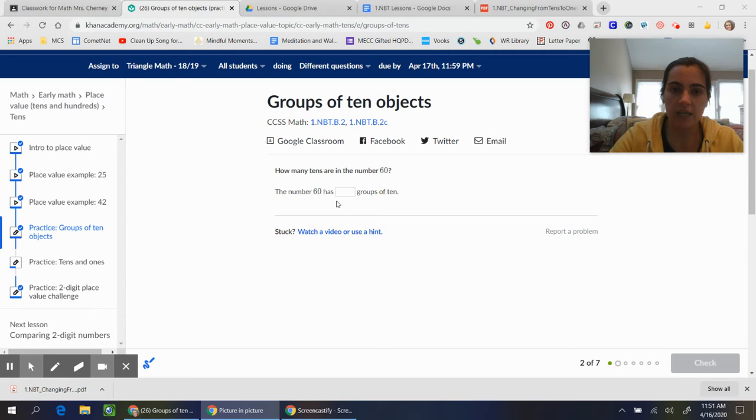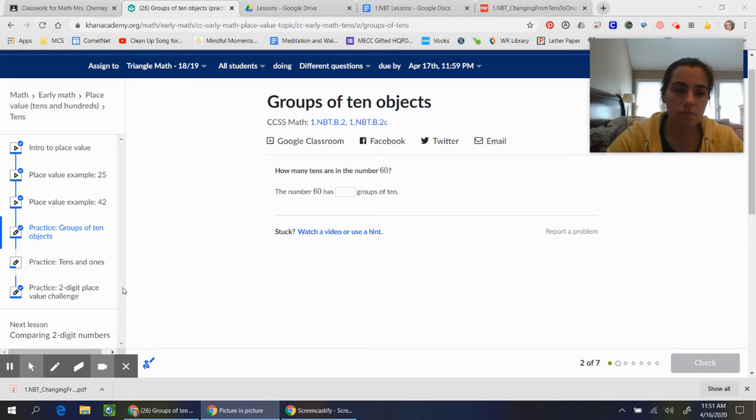The number 60 has blank groups of 10. So you need to figure out how many tens are in 60. And so one of the things that you might need to do to get yourself prepared to answer these questions is to have a piece of paper and a pencil there with you. Or if your parents printed out any of those base 10 blocks, you could have those little paper blocks there with you to build 60 or a whiteboard.